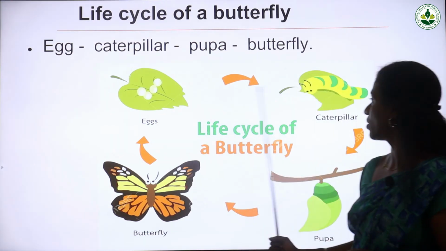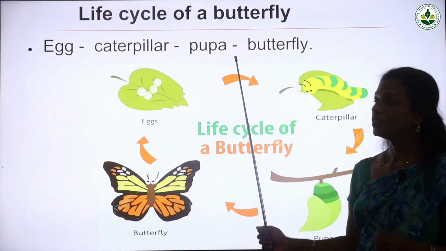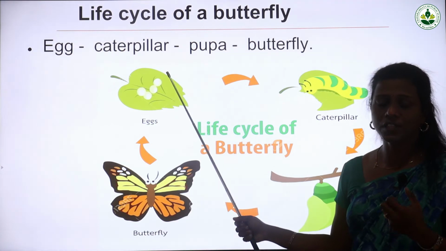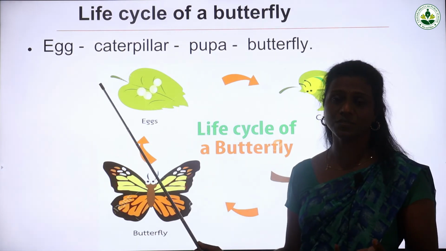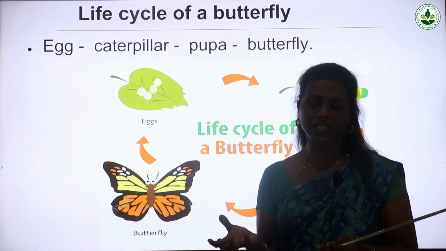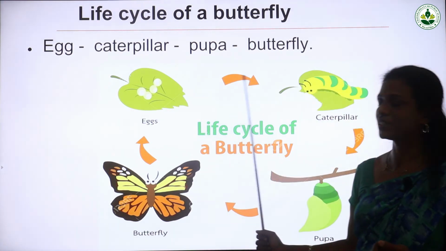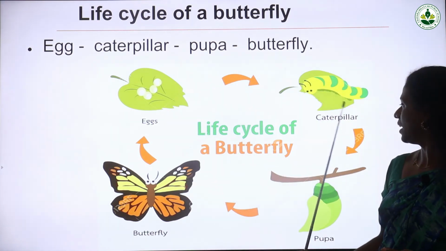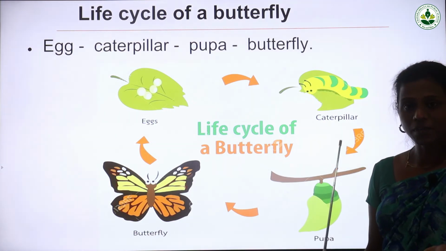So this process is known as molting. It eats the green leaves very fast, and it will become very big in size. At that time the covering will not be able to bear the big size, so they will shed their outer covering. That process is known as molting, and after that it will stay in a covering made by itself.